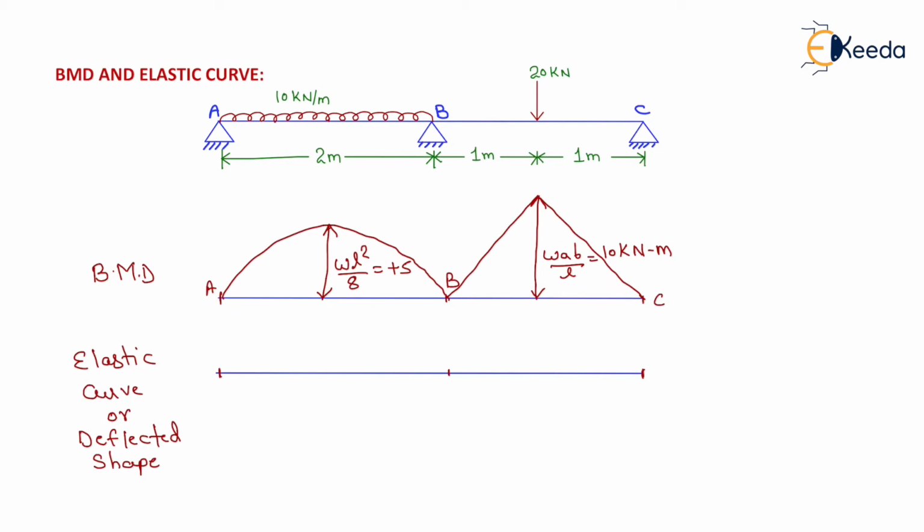Now the sign convention which we will use for plotting the moments that we had calculated is like this. On the left hand side of section XX, if the moment is negative, then it will be plotted above the axis, and if the moment is positive, then it will be plotted below the axis. Similarly, on the right hand side of section XX, if the moment is positive, then we need to plot it above the axis, and if the moment is negative, then we need to plot it below the axis.